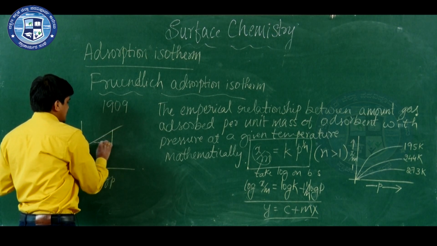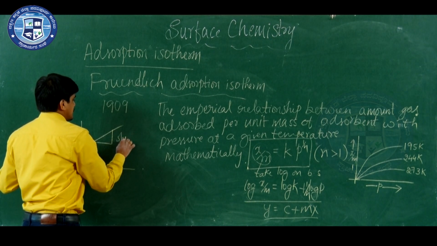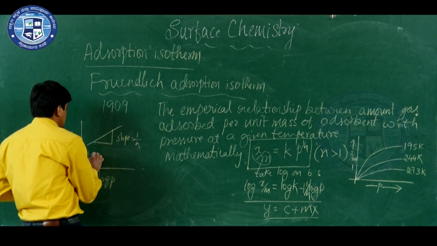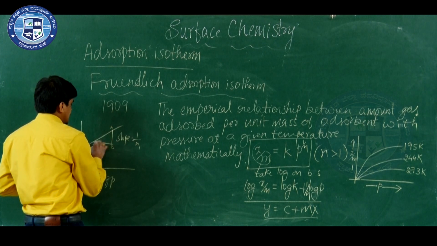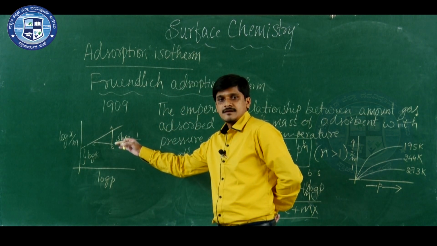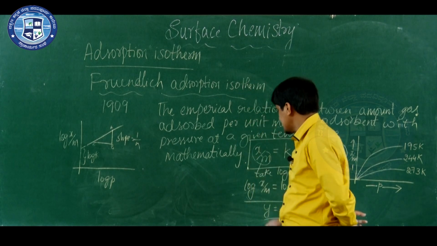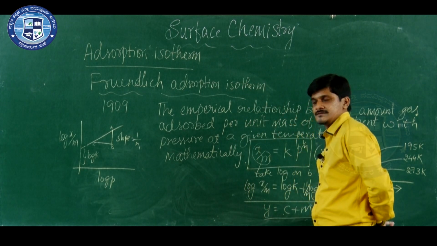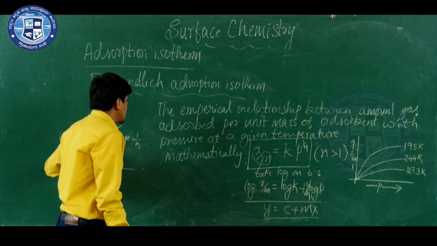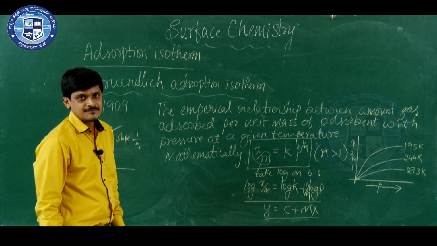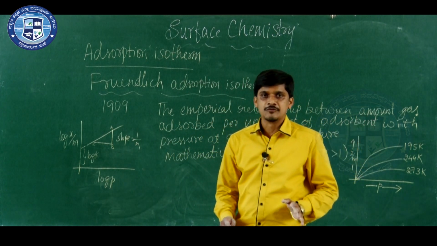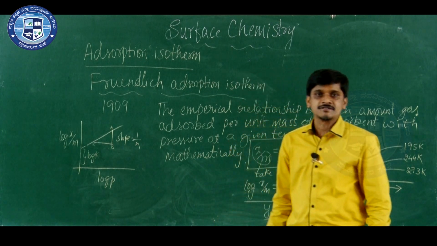So there is a straight line with slope equal to 1 by n and the intercept is log k. See here, this is a straight line graph with slope 1 by n and intercept log k. So this resembles the equation of a straight line. Therefore this is the proof for Freundlich adsorption isotherm. Therefore Freundlich adsorption isotherm is valid. Followed all of you? So that is about adsorption isotherm.